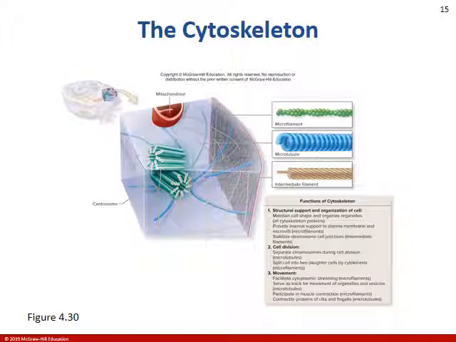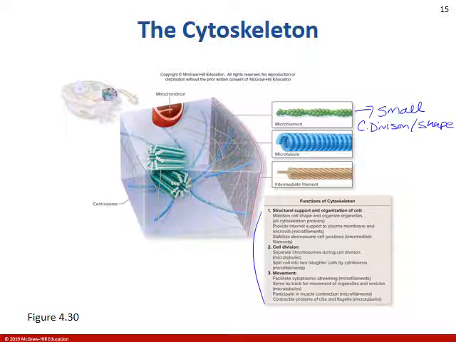Here we have some of the examples, and this figure does a nice job of kind of breaking it down for you, what each is involved in. What I usually think of is microfilaments. These are small. They're going to have something to do with cell division and helping to maintain the shape of the cell. Then we have these medium-sized intermediate filaments, and these mostly have something to do with cell communication.